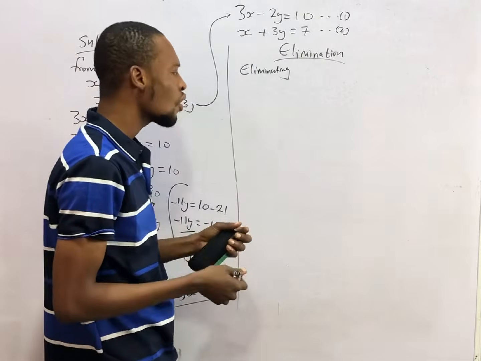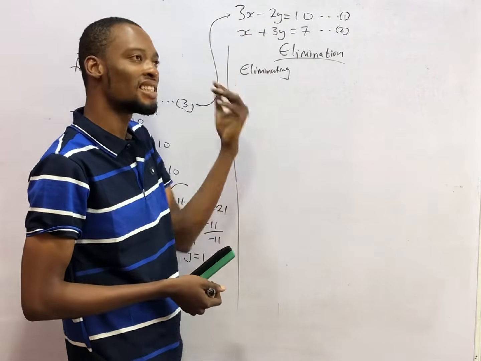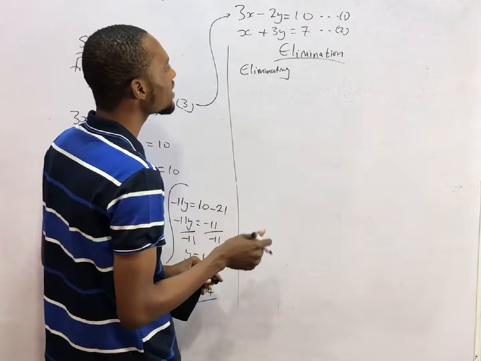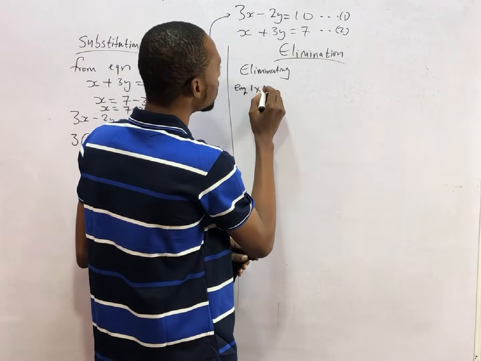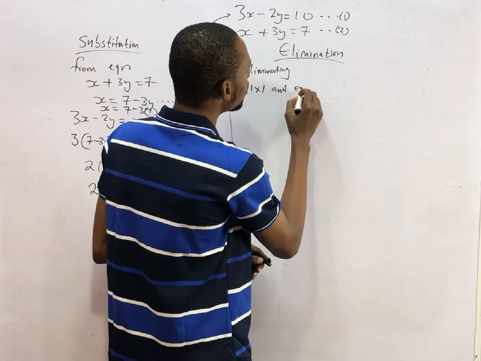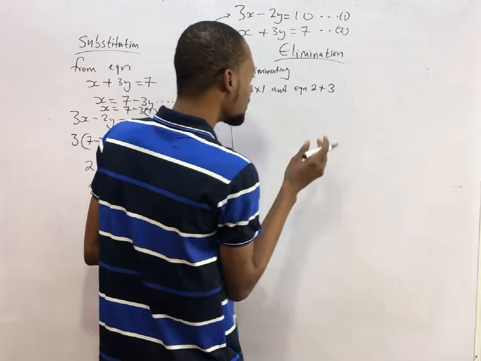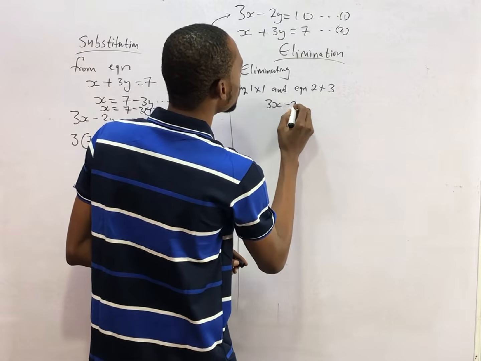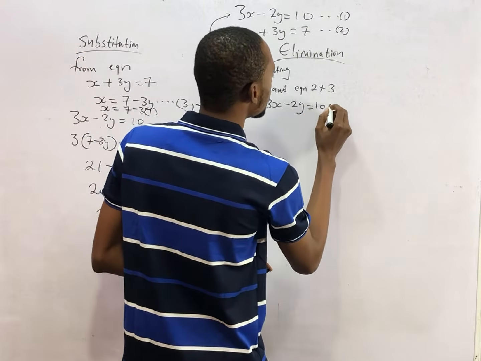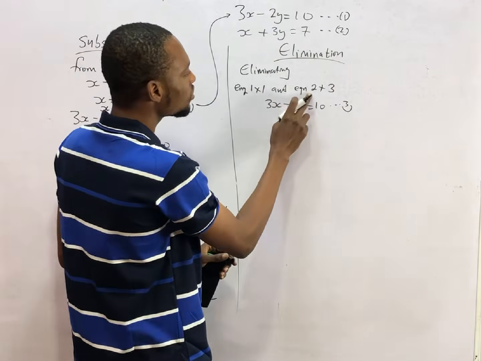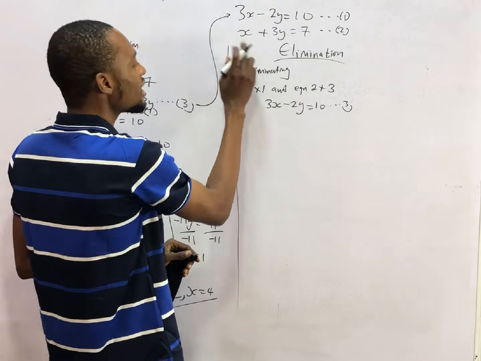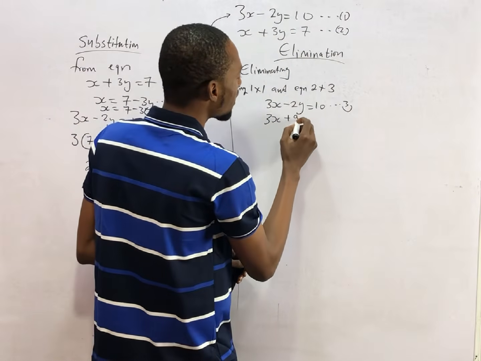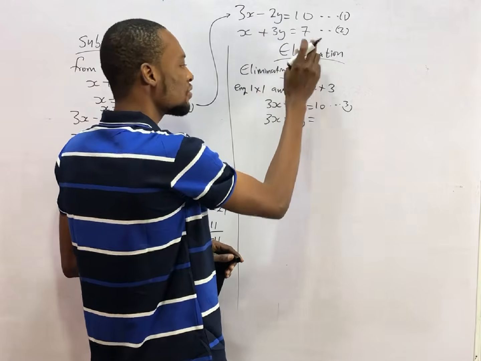You ask yourself, what can you do to make s here and s here the same? Here is 3s, so you can choose to make here 3s as well. What would that be? If I say equation 1 times 1 and equation 2 times 3, this is what will happen. When I use 1 to multiply equation 1, it will remain the same to give you 3s minus 2y equals 10. You call this equation 3. If I use 3 to multiply equation 2, 3 times s is 3s, 3 times 3y is plus 9y, equals 3 times 7, which is 21.